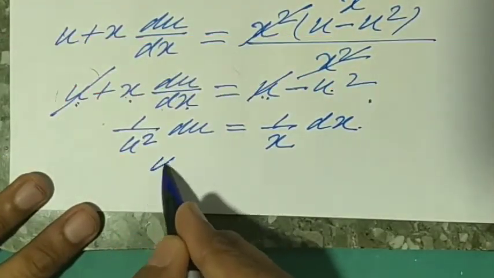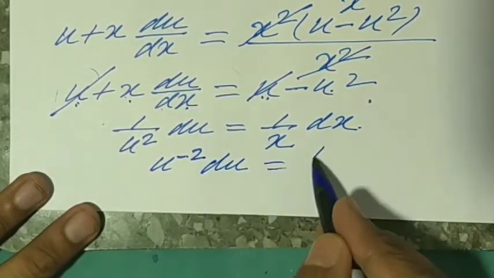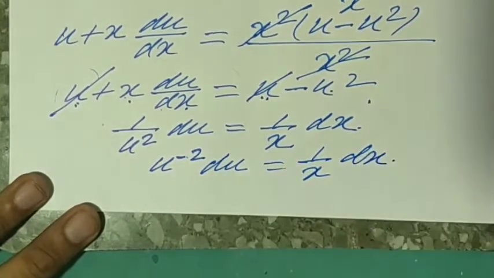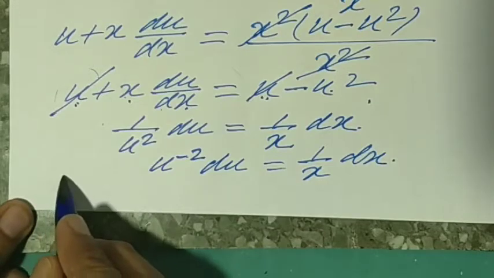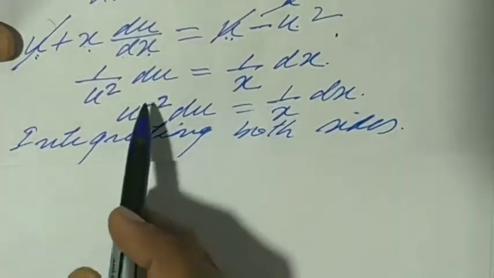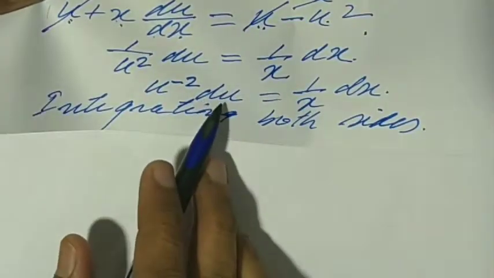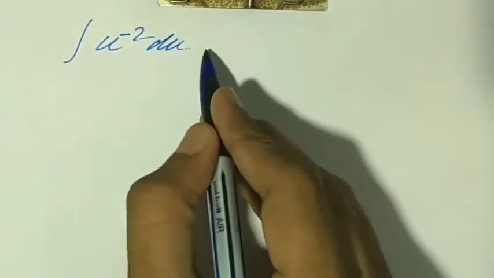So 1 upon u square may be written as u raised to the power minus 2 du is equal to 1 upon x dx. Now this is variable separable form, integrating both sides. So proceeding from this step, integrating both sides, we get integral u raised to the power minus 2 du is equal to, and on the right hand side, integral 1 upon x dx.